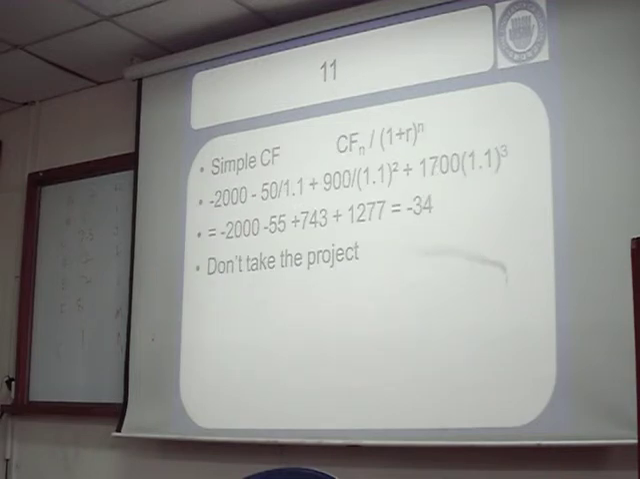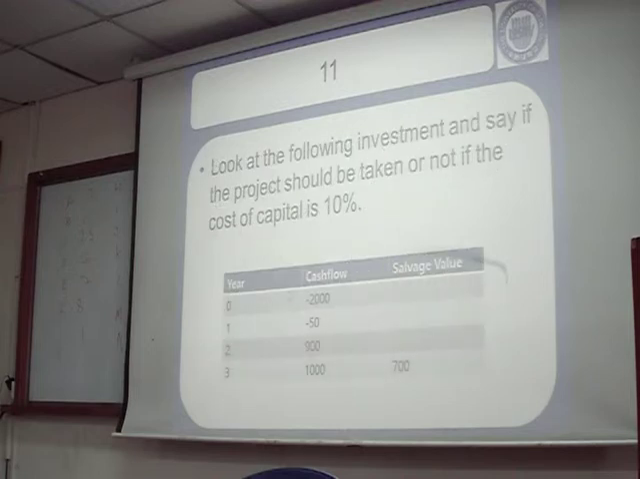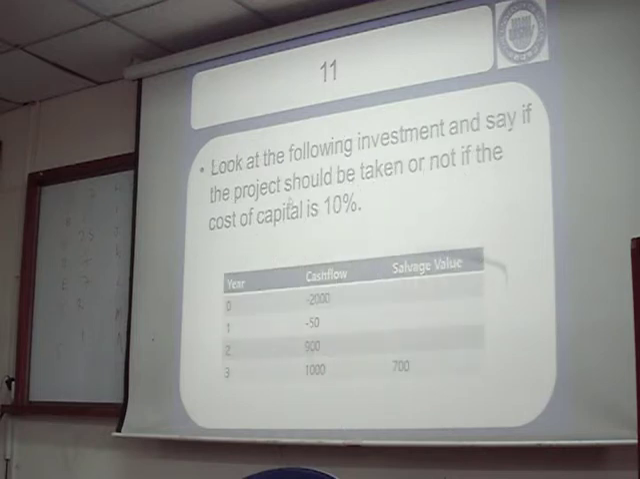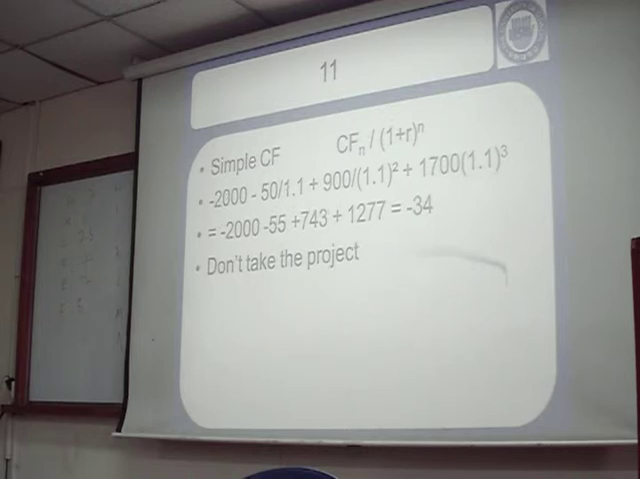This one, we use the simple cash flow equation: the cash flow at time n over 1 plus the interest rate to the power of n. So the first one is minus 2000, it's year 0. Year 1, minus 50 over 1.1 is minus 45. There's a slight mistake here, this should say minus 45. Plus 743 plus 122.7. So the answer should be minus 24 here, and don't take the project. Or minus 24.5, right? Sorry, this should say 45, not 55. Okay? 50 over 1.1 is lower than 50. So don't take the project.